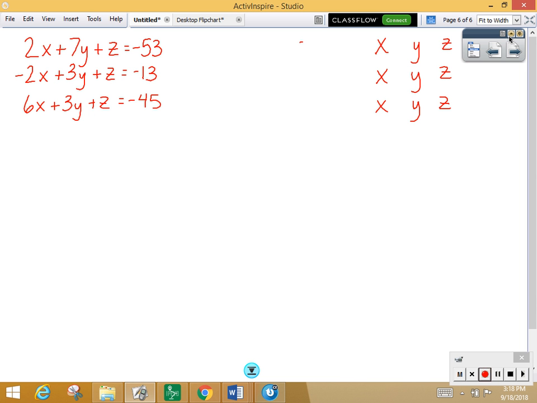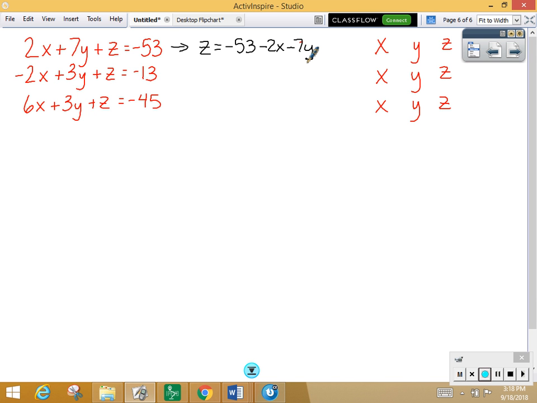take the first equation up here, and I'm going to see that I can solve this equation for the letter z. I'm going to do that very simply by subtracting 2x from the left side and subtracting 7y from the left side. And that's going to leave me with z equals negative 53 minus 2x minus 7y.